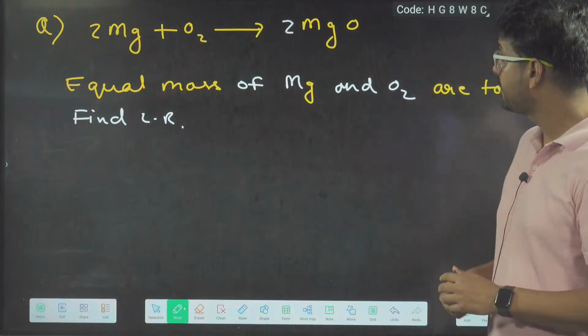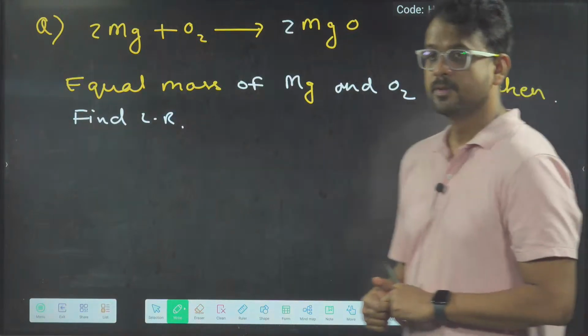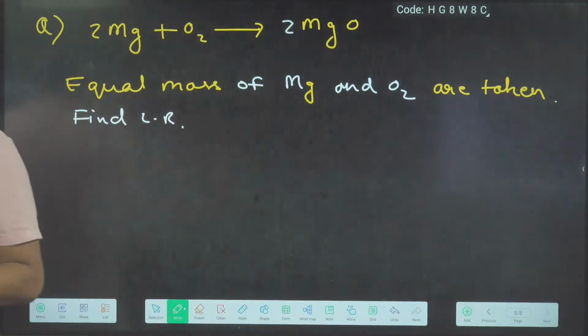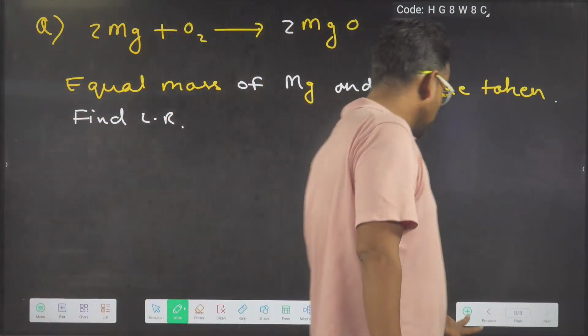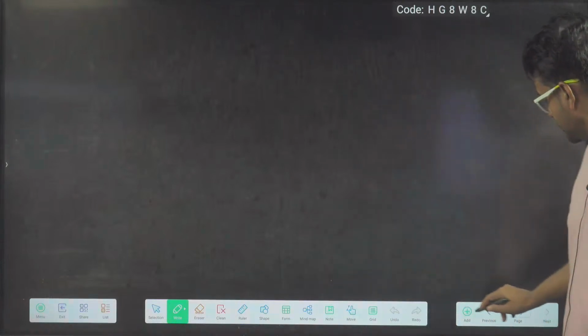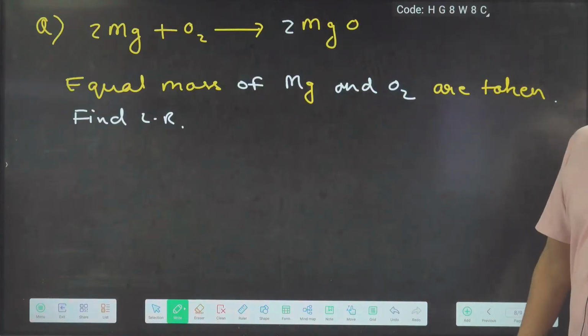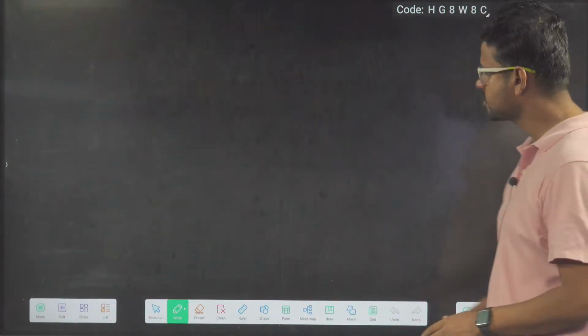Equal mass, 2 Mg plus O2 goes to 2 MgO. Equal mass of Mg and O2 are taken. Find LR. Note down the question quickly, everyone. Who is the LR, Mg or O2? Most of you have got it right.